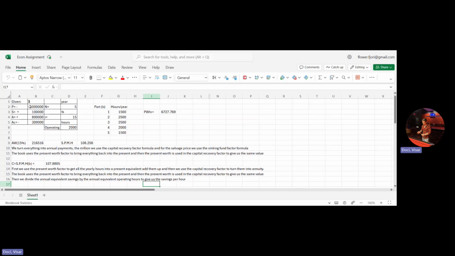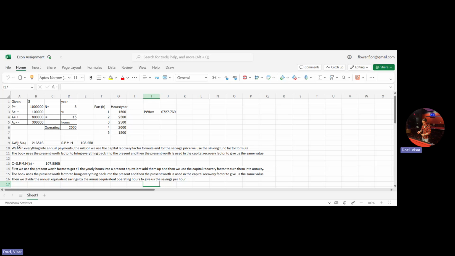So in problem 6.5, we're given the cost for the machine, which is $1 million. The salvage price at the end of the 5 years of its life is $100,000. The annuity for the savings is $800,000, and the cost of operating and maintaining it comes out to $300,000 a year. The operating hours for part A are 2,000 hours, and our interest rate is 15%.